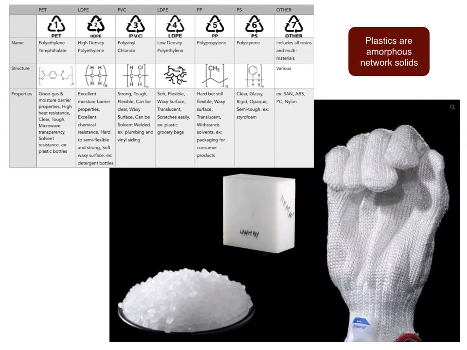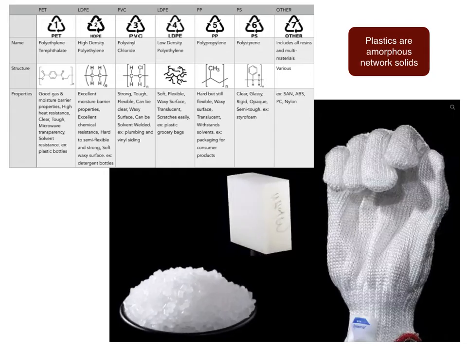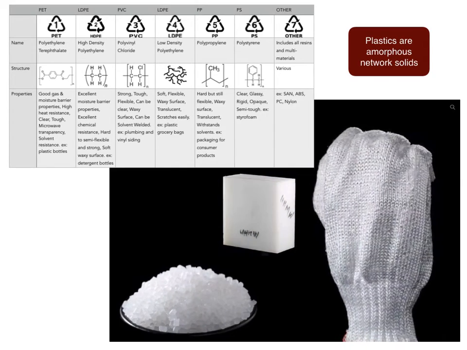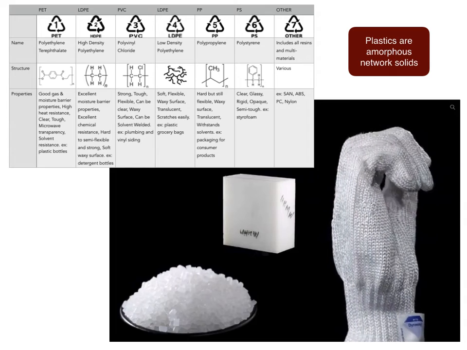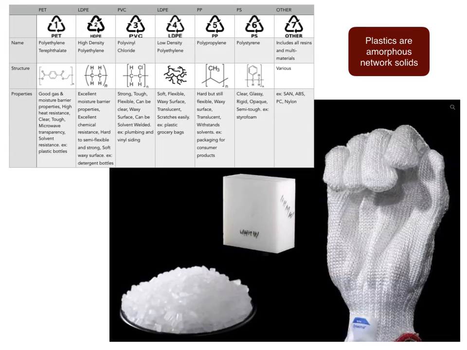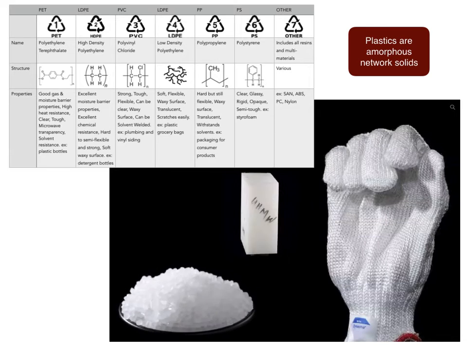On this note, we can indicate that plastics form perhaps the largest group of amorphous network solids that are used within our modern world. Wood is also a network solid, primarily consisting of cellulose fibers in a lignin matrix.